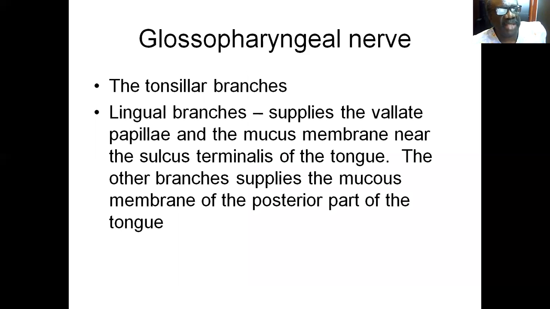The tonsillar branches are also important. And then the lingual branches supply the vallate papillae and the mucous membrane near the sulcus terminalis of the posterior aspect of the tongue. The other branches supply the mucous membrane of the posterior part of the tongue.